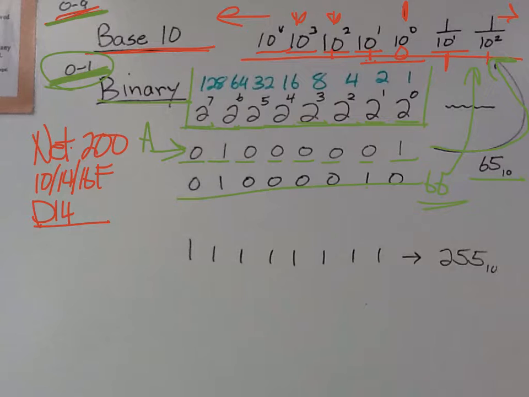Base 10 number system. If we add all of these up, if we add a 1 inside every one of the positions, that would be 255 in base 10.